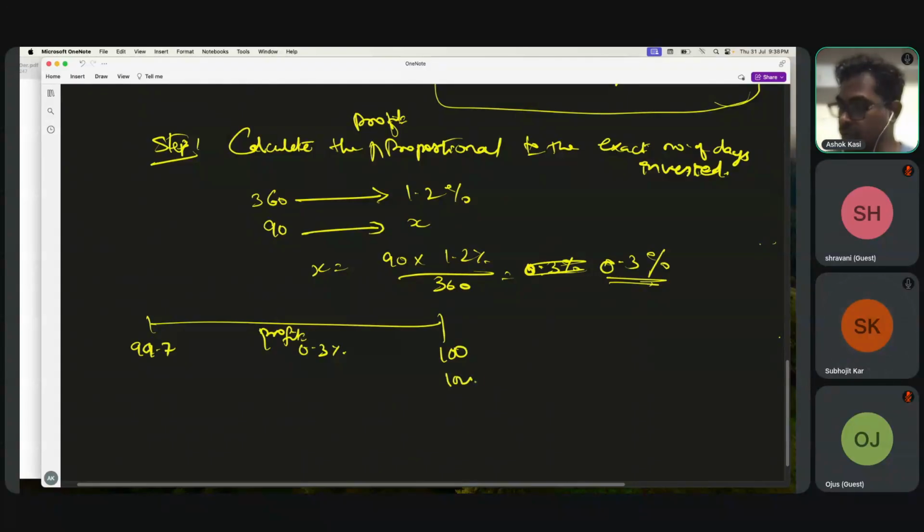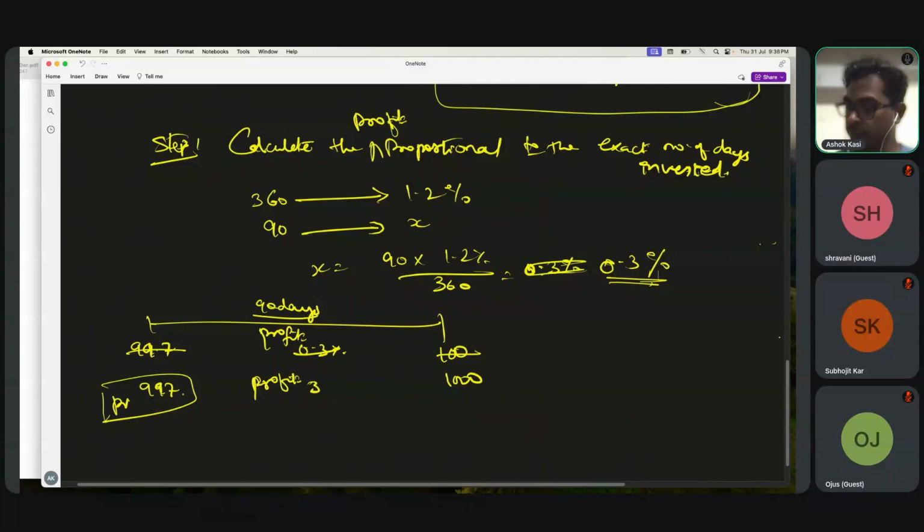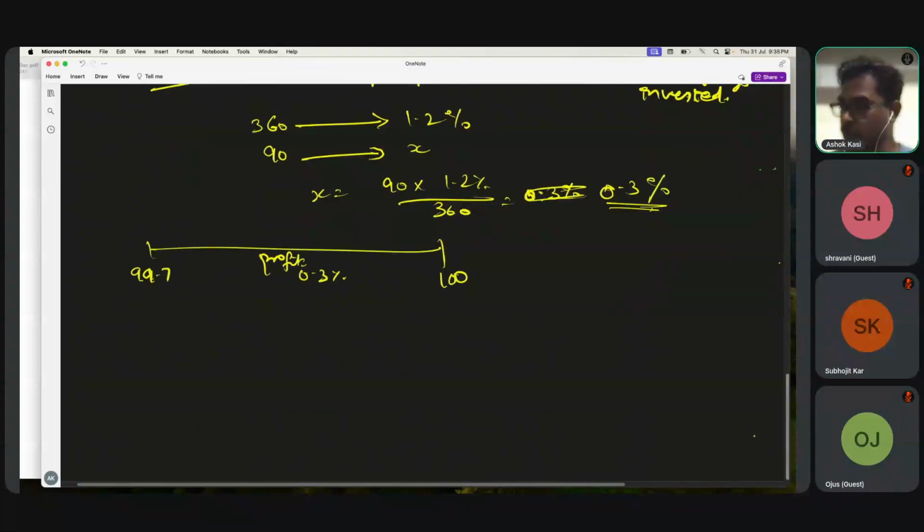Now actually, it is 1000, correct? They said 1000. So for 1000 in 90 days, 0.3 percentage of 1000 is what? 3 rupees, right? So it will be 997. Is this okay? So now I got the future value, I got the profit, and I got the present value. Till here, we got it. Now I can find out whatever I want.